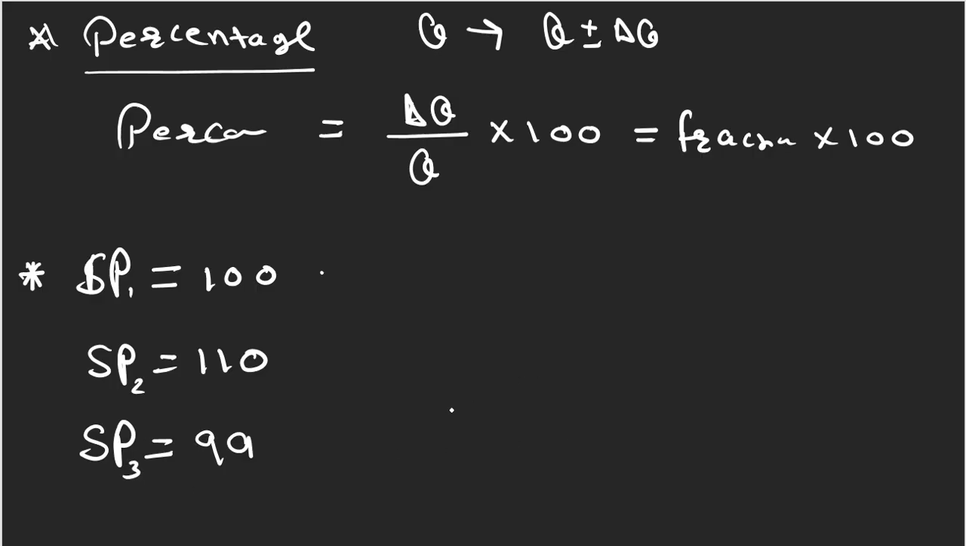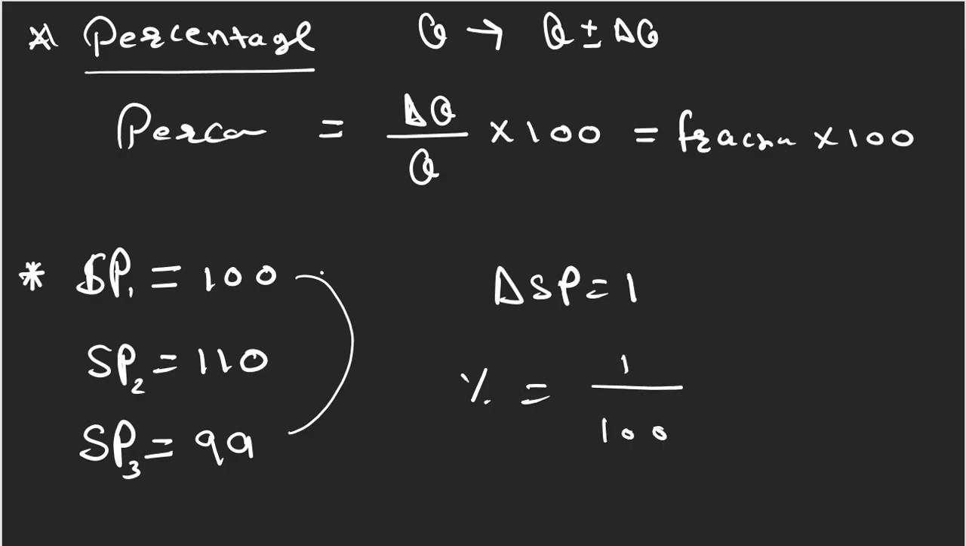Now they are asking what is the net percentage change. So what is the net percentage change from here to here? The change in selling price is 1. So percentage change will be 1 by original price 100 multiplied by 100 is equal to 1%.